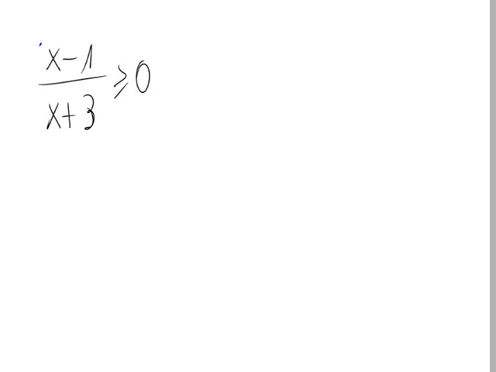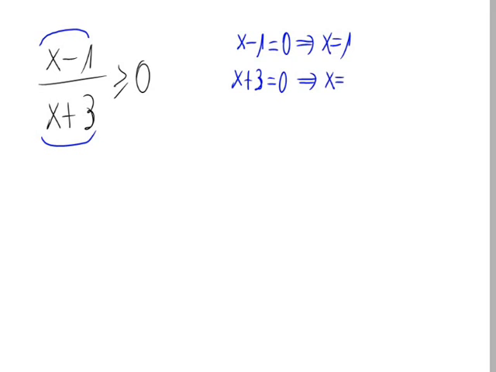What we have to do to solve this is take the numerator and make it equal 0. From here we have x = 1. Now, the same thing with the denominator: make it equal 0, and from here we obtain that x = -3.